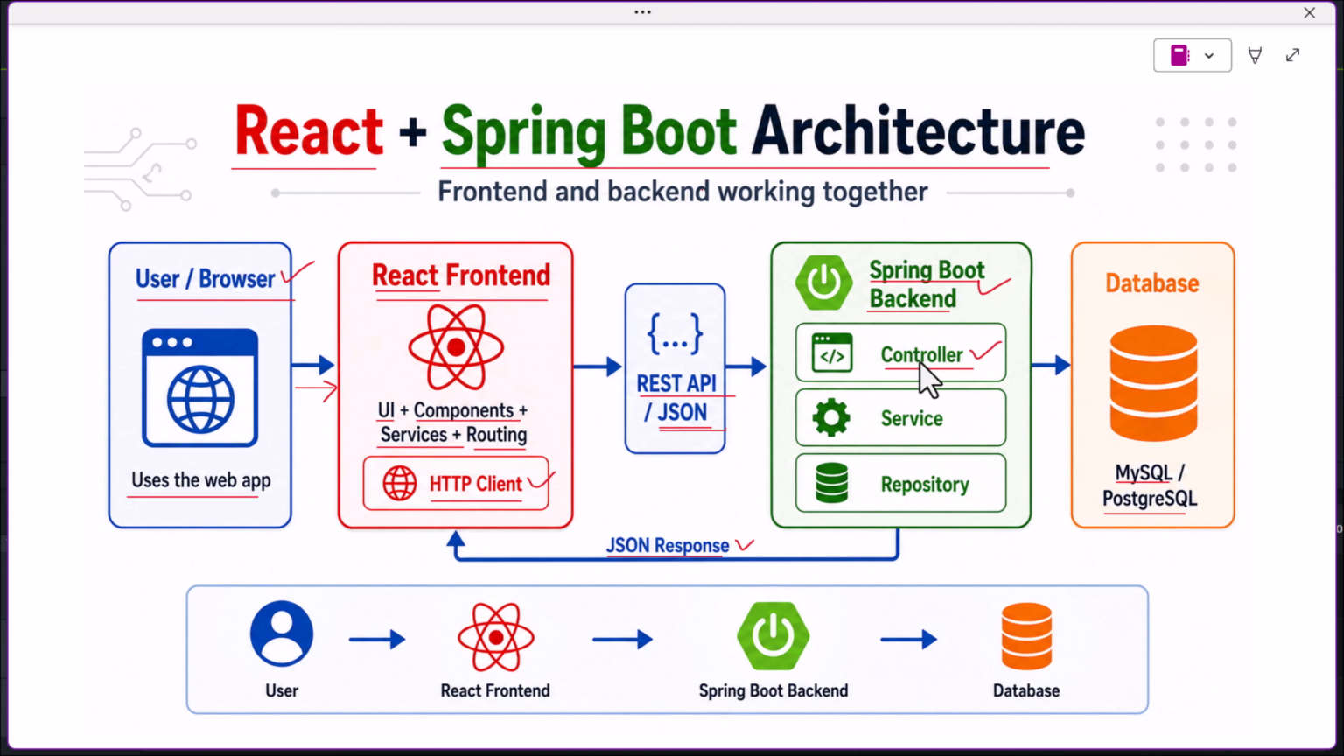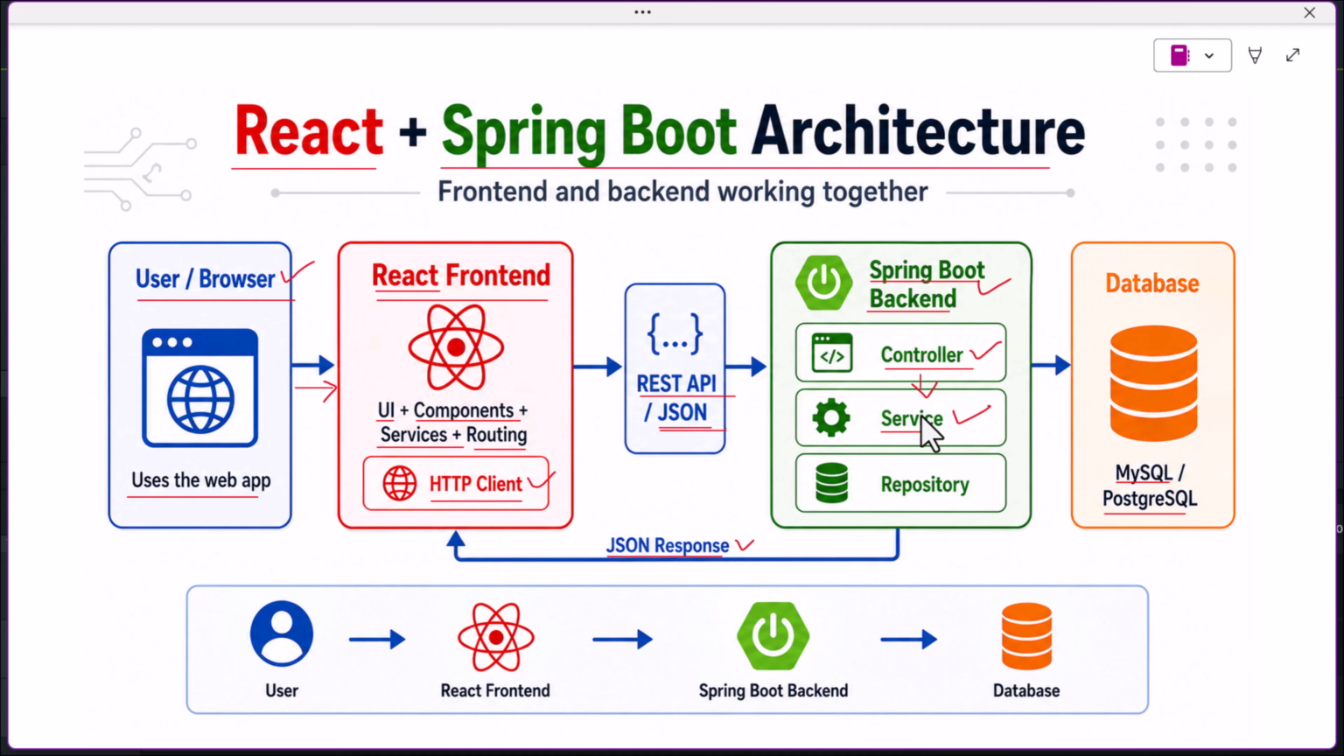After the controller, the request goes to the service layer. The service layer contains the business logic of the application. For example, calculating order total, checking stock availability, validating user rules, applying discounts, or processing payment-related logic. The service layer is very important because it keeps business rules organized in one place.